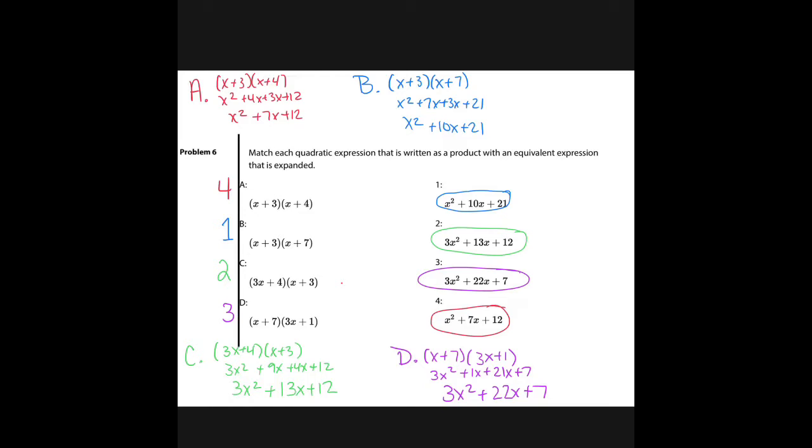Looking at number 6, match each quadratic expression that is written as a product with an equivalent expression. So here I have 4, 1, 2, and 3, and around this slide I have all the work for them. So A is up here in this corner, B is right here, C is down there, and D is in the other corner. So if you have any questions, feel free to look at that work.